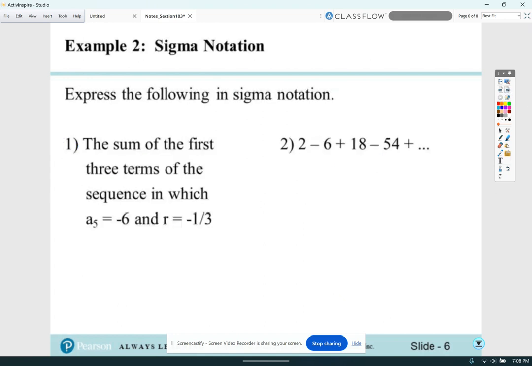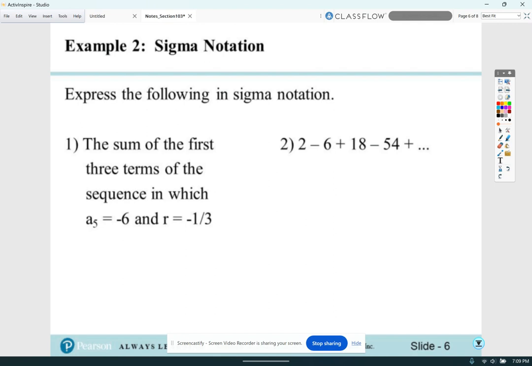All right, in example 2, we're going to do some sigma notation here. So express the following in sigma notation. So we want the sum of the first 3 terms of the sequence, in which the fifth term is -6, and the common ratio is -1/3. Okay, now there's lots of different ways that students will sort of approach this question.